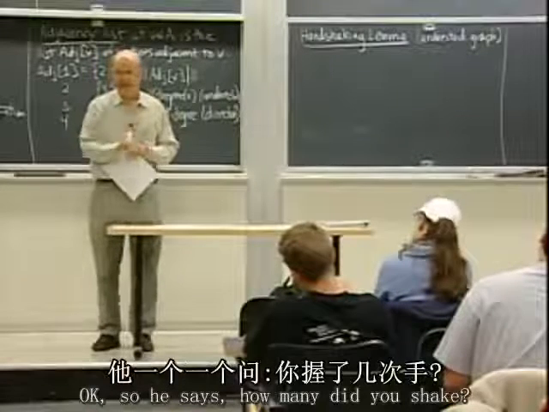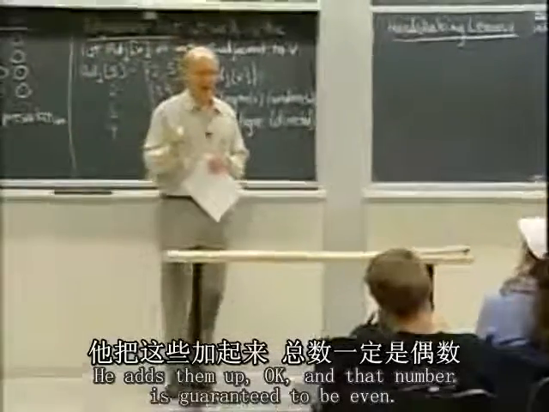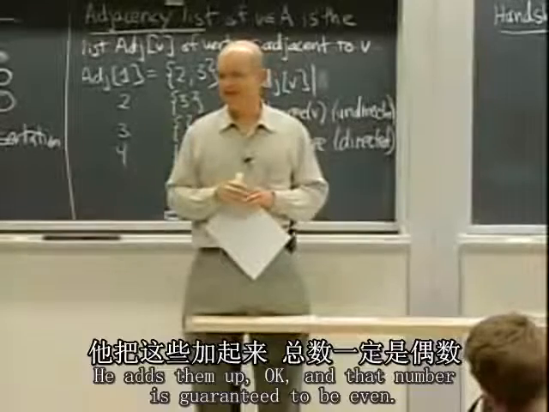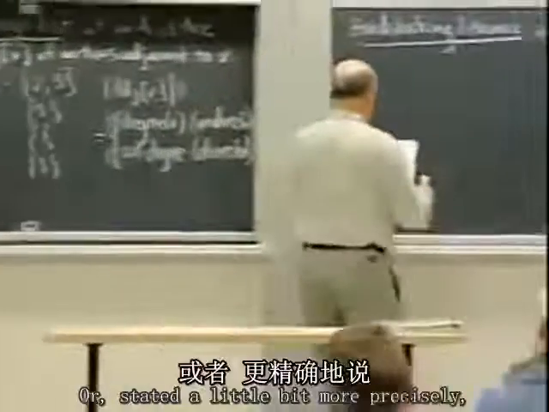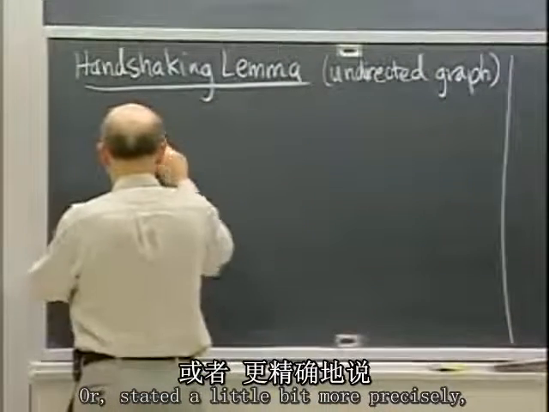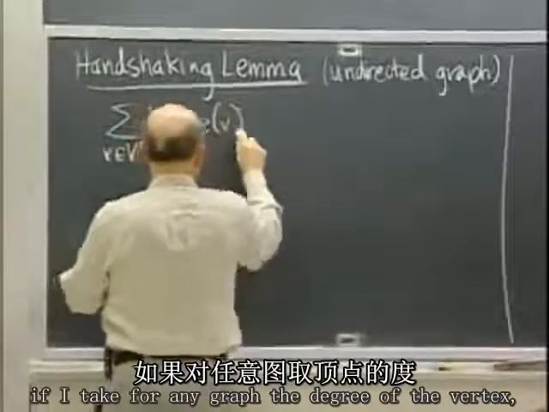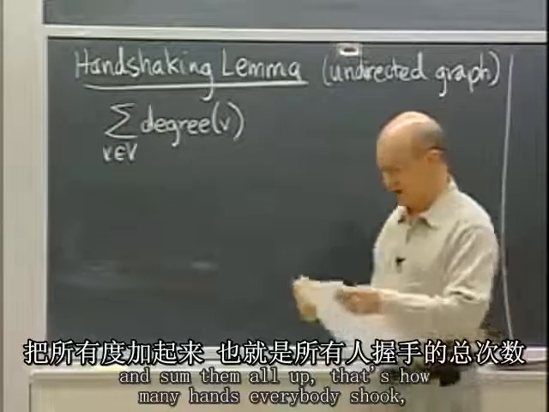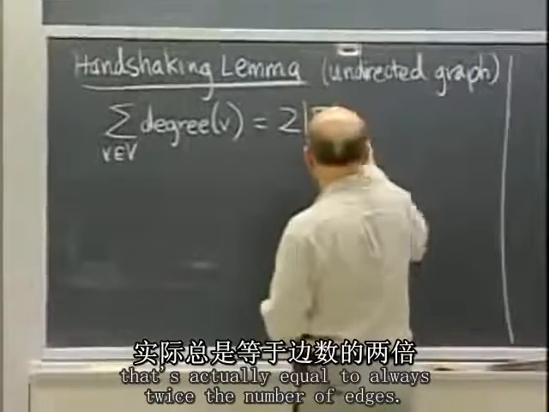So it says, how many did you shake? How many did you shake? Adds them up, and that number is guaranteed to be even. That's the handshaking lemma. Or, stated a little bit more precisely, if I take for any graph the degree of the vertex and sum them all up, that's how many hands everybody shook. That's actually equal to always twice the number of edges.